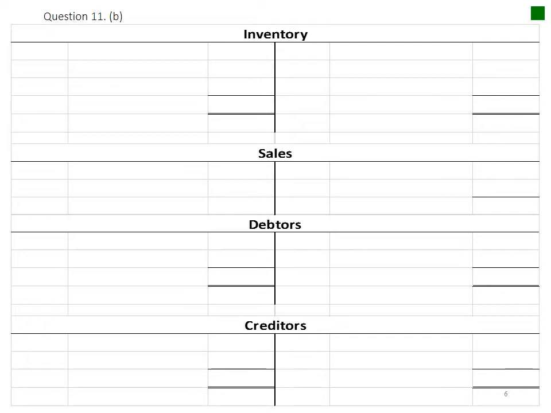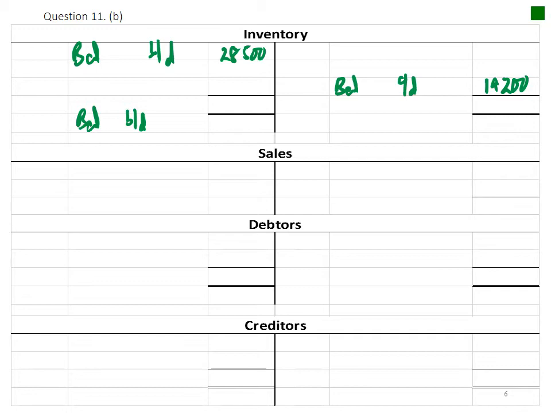So now the first step is always to put in our opening balances into our various accounts. So in the inventory account, the balance brought down from the question, they give us 28,500. Remember, this is an asset, that's why it's got a debit balance. And the balance carried down at the end of the year, they give us is 19,200. And that's the balance then that we'll start with the beginning of the next year. That'll be the balance brought down, 19,200.